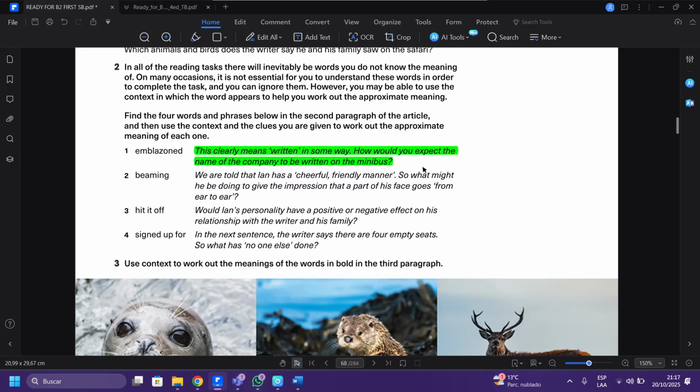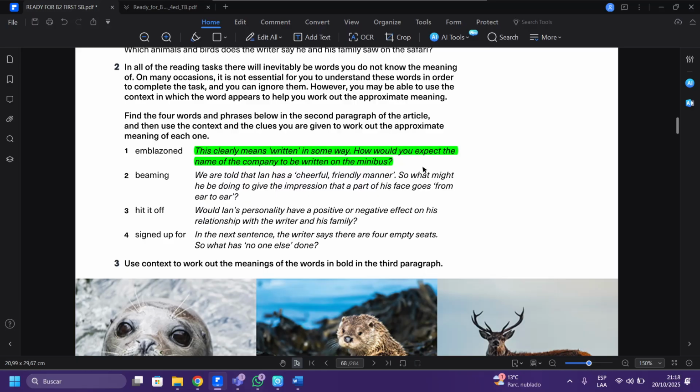So we have to follow the clues. We have here written, it is in brackets, and that's it. This clearly means written in some way. How could you expect the name of the company to be written on the minibus? No, I was misunderstanding this. This is in the real order, right? Emblazon is with the first one, beaming is with the next one, hit it off is with the next one, and sign up as well.